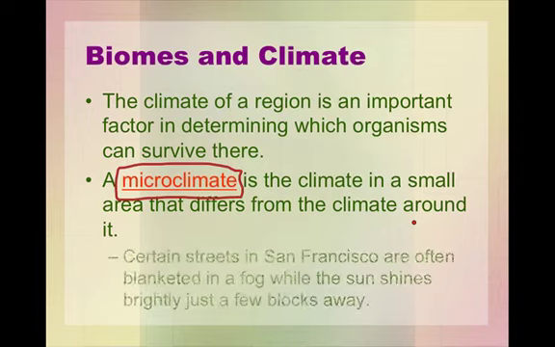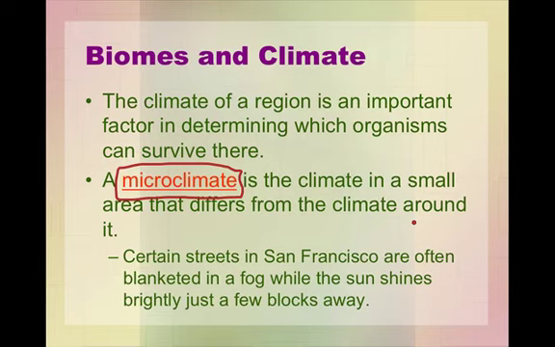So once again, it's like a miniature climate within a very large area. The example that is used, certain streets in San Francisco are often blanketed in a fog while the sun shines brightly just a few blocks away. Another example of a microclimate might be Central Park that sits in the middle of New York City. If you go from the cement and the high buildings into Central Park, where it has all the vegetation, all the trees, you're going to have a whole different type of climate inside the park than you would if you walked out into the city. So that would be an example of a microclimate.